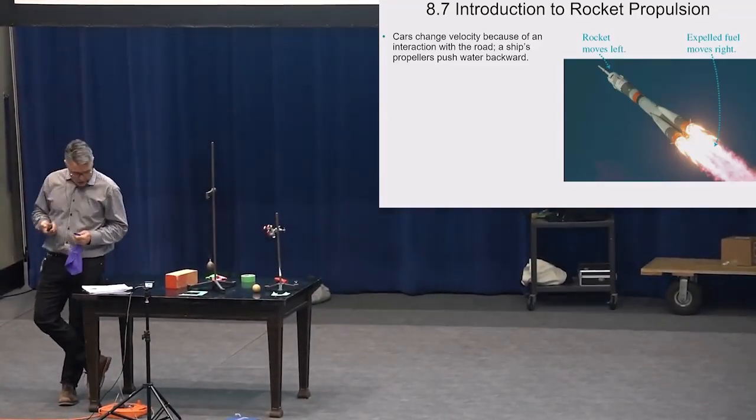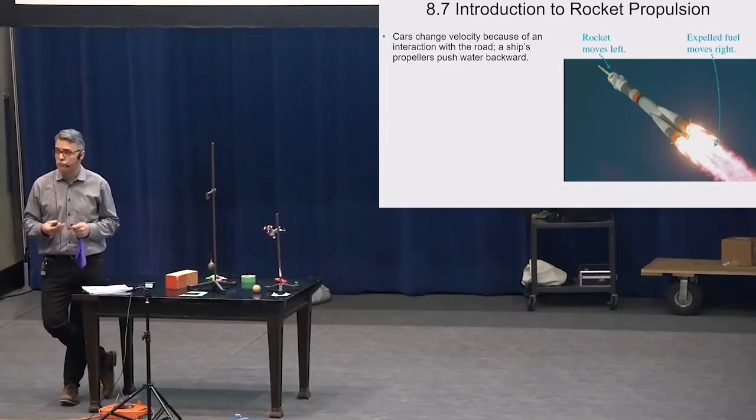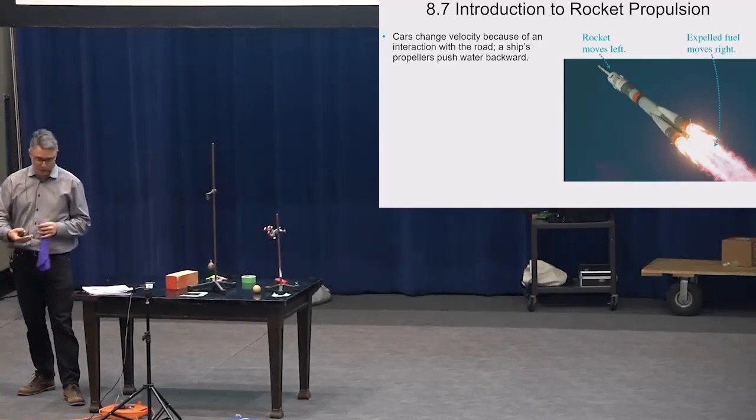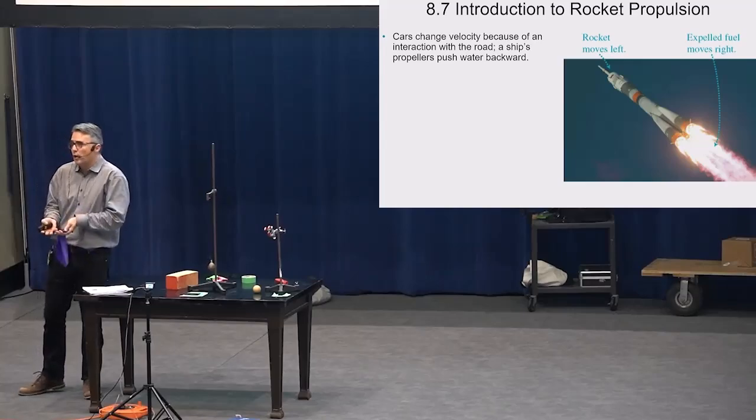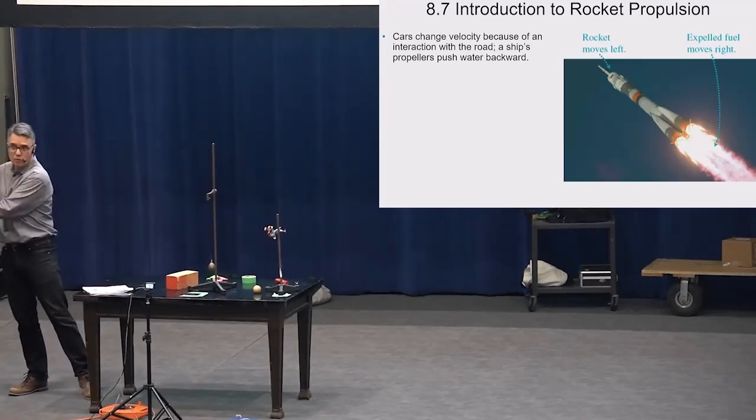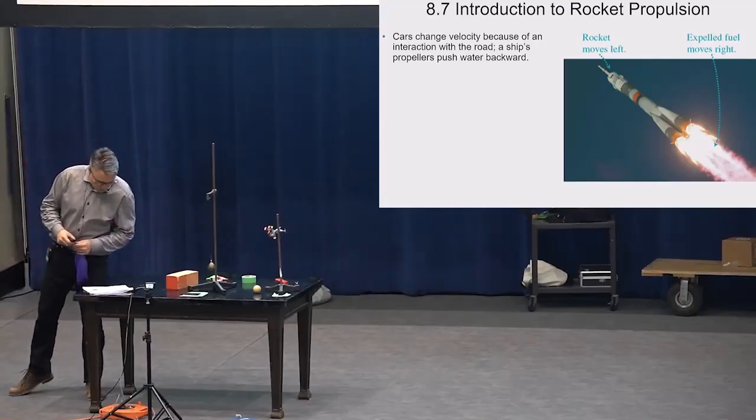So cars change their velocity because of an interaction with the road. You've got static friction pushing the car forward. Even a ship in water, for example, is interacting with the water. The propeller in the ship pushes the water backwards, and the water pushes the ship forward.